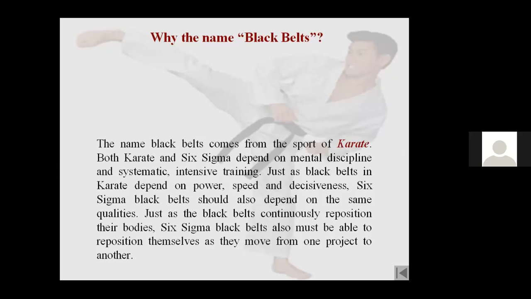Similarly, in a Six Sigma project, the black belts are the people who are working under the CEO. They need to take quick decisions. They need to have a lot of energy and power. So when we compare the two, their roles are almost similar. That is why we call them black belts in Six Sigma.